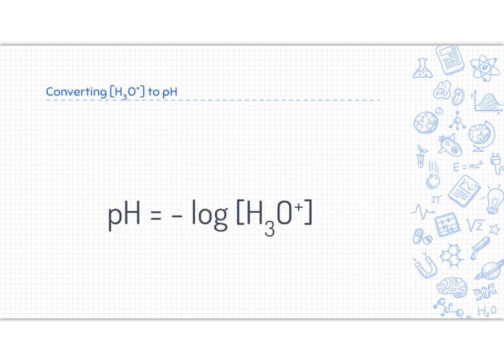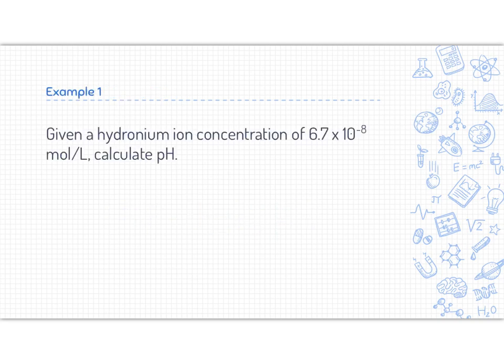So to find the pH of something, we're going to use the negative log of the concentration of H3O plus. The log button is beside the 7 on your TI calculator. Log and ln below are different, so make sure that you're using the log button.